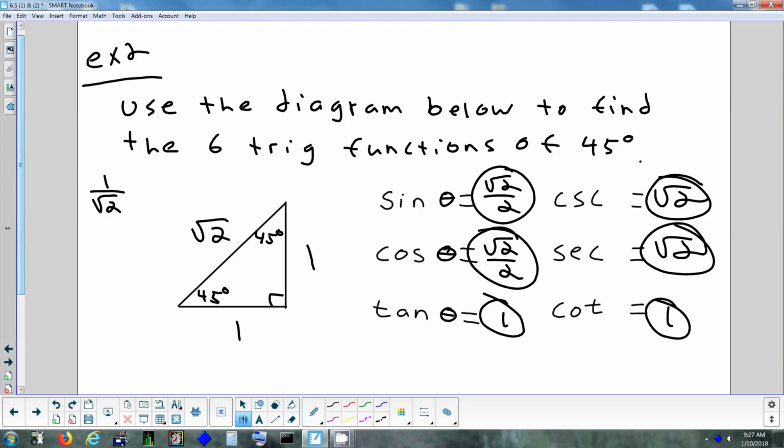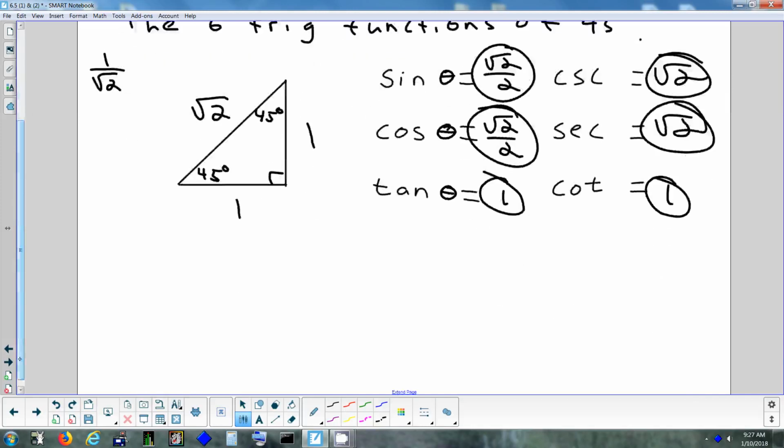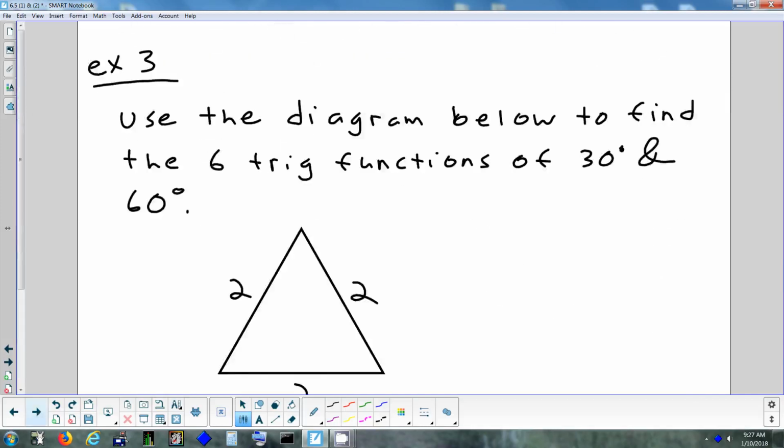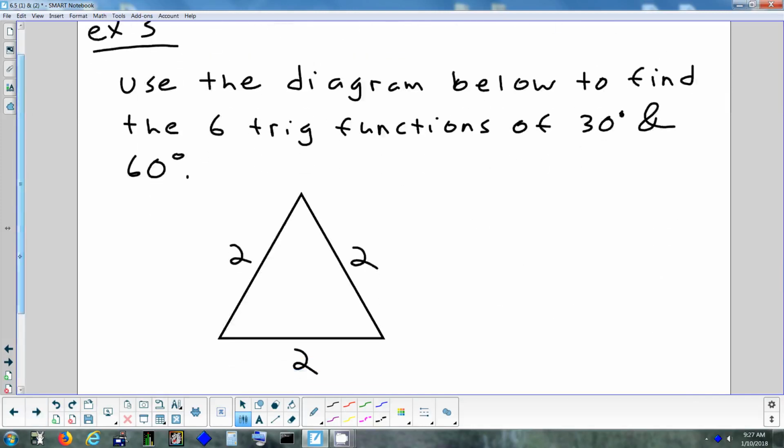Any questions on finding the 6 trig functions for a 45? And if you're thinking, what happens if I make my 45, 45, 90 bigger? It wouldn't matter. If you reduce it and simplify everything, you're going to get the same answers. All right, so now they want us to use this diagram to find 12 things: the 6 trig functions of 30, and then the 6 trig functions of 60.